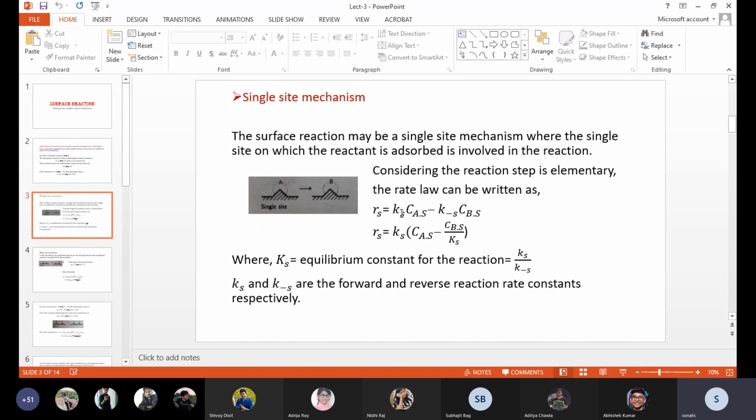So RS is equal to, if you take out this small ks, it is giving us CAS minus CBS divided by small ks by k of minus s. This way we can write, and this is the equilibrium constant for the reaction, capital Ks. Here capital Ks is the equilibrium constant for the reaction, small ks by small k of minus s. This way we can represent the overall rate of the reaction.